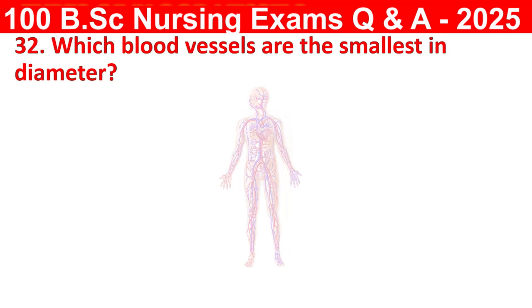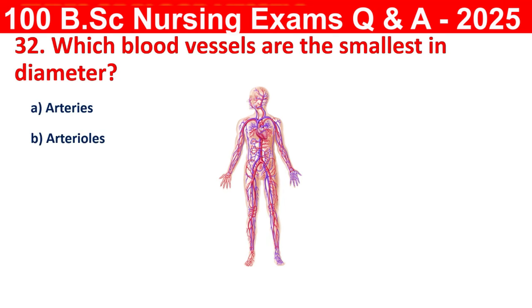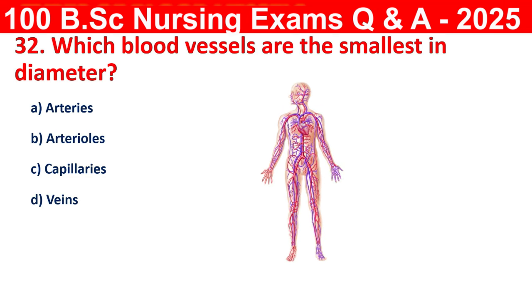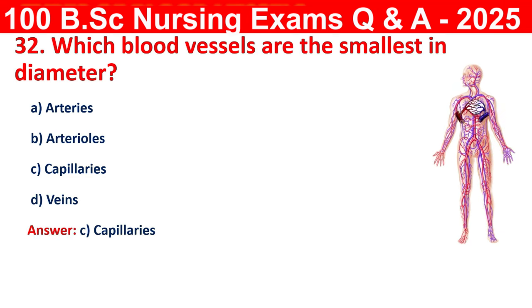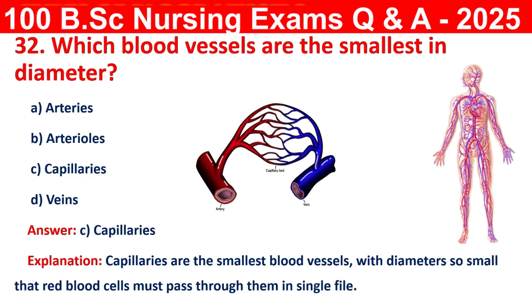Question number 32. Which blood vessels are the smallest in diameter? Your options are arteries, arterioles, capillaries, or veins. The correct answer is C, that is capillaries. Capillaries are the smallest blood vessels with diameter so small that red blood cells must pass through them in single file.